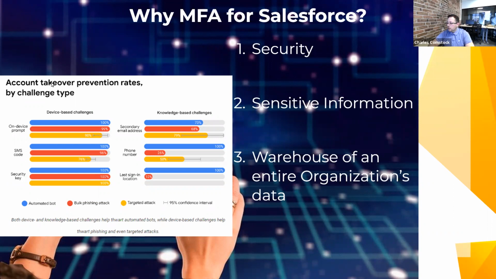And then I have a chart right here. This goes over some of the hacking types: automated bots, bulk phishing attacks, targeted attacks, and you could see the percentages using a phone number, for example, which is pretty normal with Facebook and some other apps. On the bottom left here is a security key. And that's what we're talking about today. And that's what Salesforce is trying to implement with the Salesforce Authenticator app, or you have a physical security key that you plug into your computer that I'll talk more about as well.